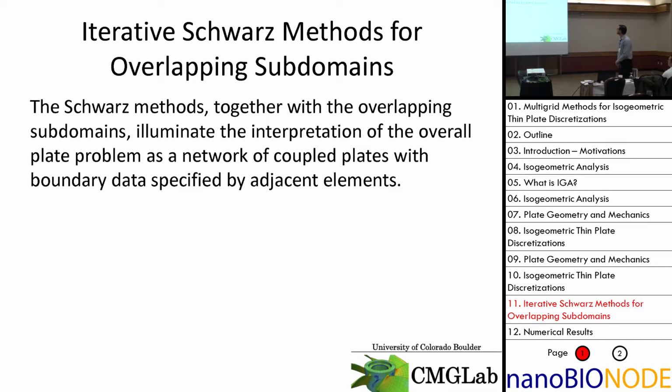So the Schwartz methods with these overlapping subdomains kind of recast this problem so that instead of it being one big plate, we have a bunch of small plates that we're modeling, and their boundary data is given by the coupling with their neighboring plates.